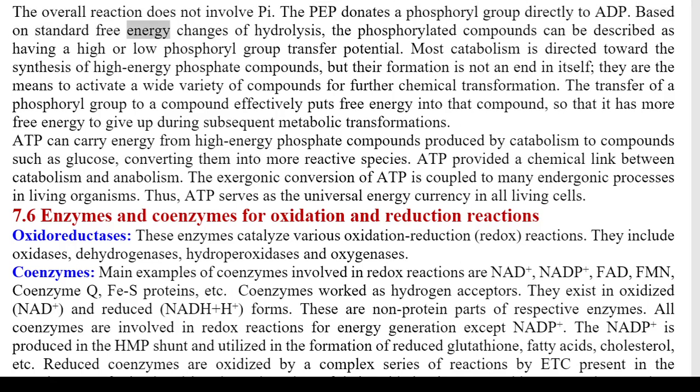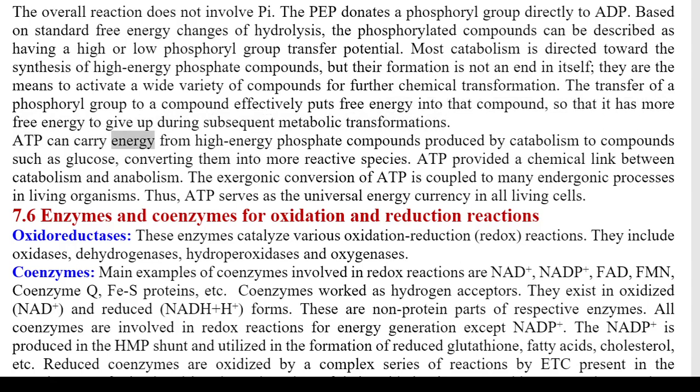Based on standard free energy changes of hydrolysis, the phosphorylated compounds can be described as having a high or low phosphoryl group transfer potential. Most catabolism is directed toward the synthesis of high-energy phosphate compounds, but their formation is not an end in itself; they are the means to activate a wide variety of compounds for further chemical transformation. The transfer of a phosphoryl group to a compound effectively puts free energy into that compound, so that it has more free energy to give up during subsequent metabolic transformations.